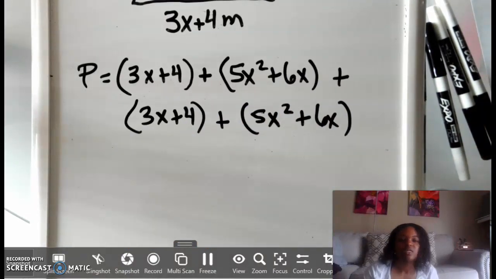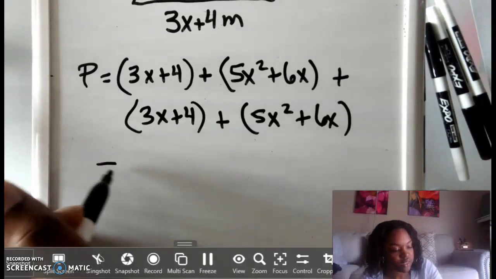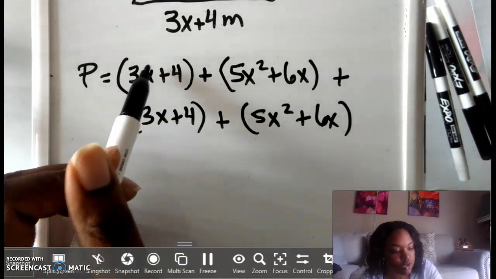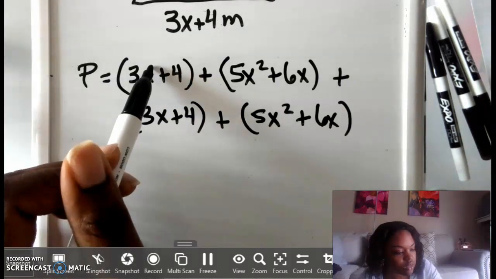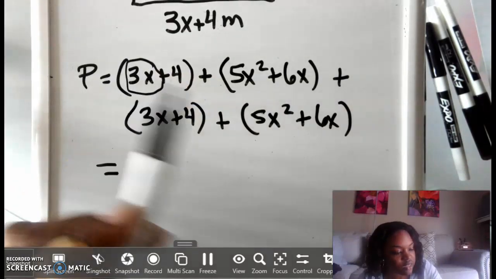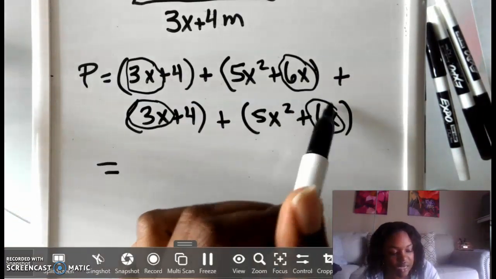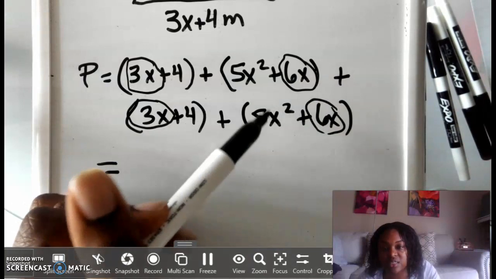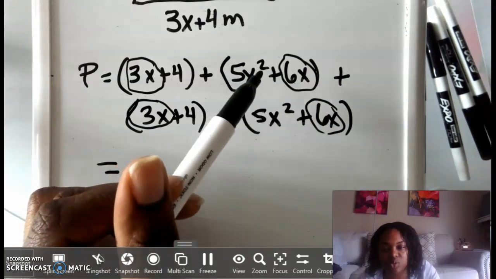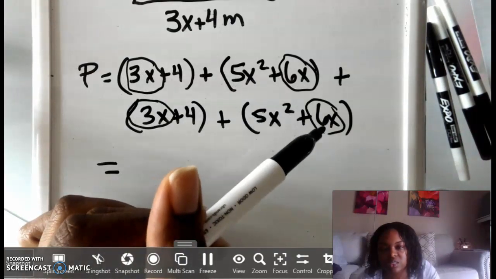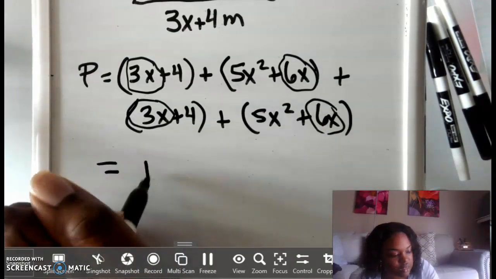Okay. Now that we're adding these, we can only add like terms here. So I'm going to circle and underline like terms. So my first term has an x, so let me just start with that. So I have 3x, I can add 6x, I can add this 3x over here, and I can add this 6x here. I can't add these to that because this has an exponent of 2 and this one doesn't. So 3 plus 3 plus 6 plus 6, that's 18x.